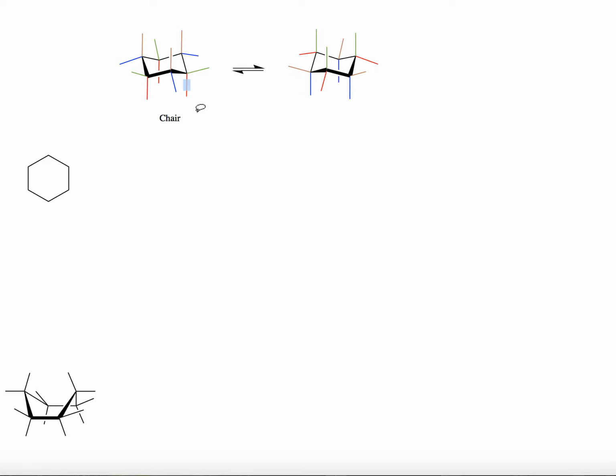So what is the only potential factor that can destabilize a chair? It is what we call 1,3-diaxial interactions.